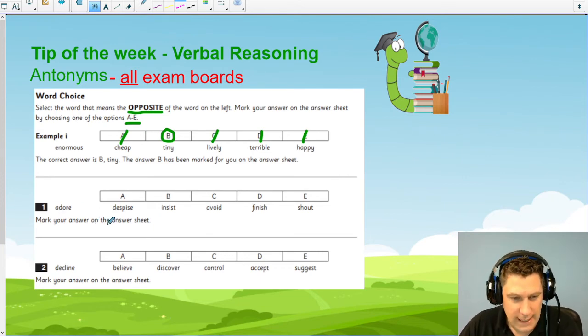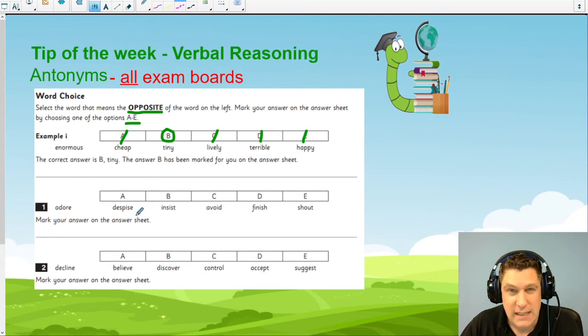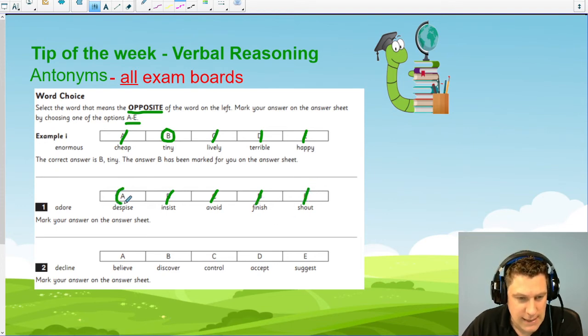In question 1 here, again, we'd encourage children to look at that word on the left, decide if they know what it means. Adore. So if you adore something, you really like it. And we're looking then for something which means to maybe hate or dislike. So despise, the first word that we've got. Well, I know despise means to hate. If you despise something, you don't like it. Just going to check the other options. Insist, no. Avoid is not the opposite. Finish, no. And shout, no. So despise is our answer.